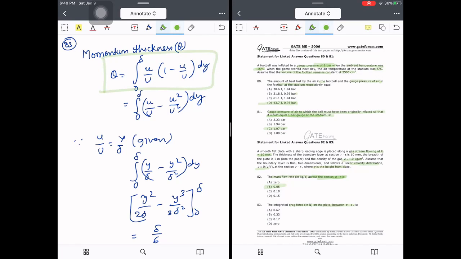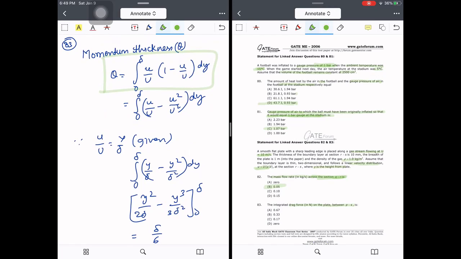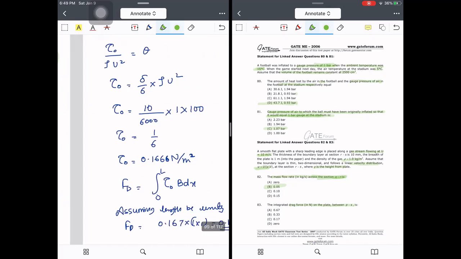Okay, now we know that drag force is somehow related to momentum. So first we will find the corresponding momentum thickness. You need to remember this formula: momentum thickness theta is given by the integration from 0 to delta, where delta is the boundary layer thickness, of small u by capital U, whole into 1 minus small u by capital U, dy.